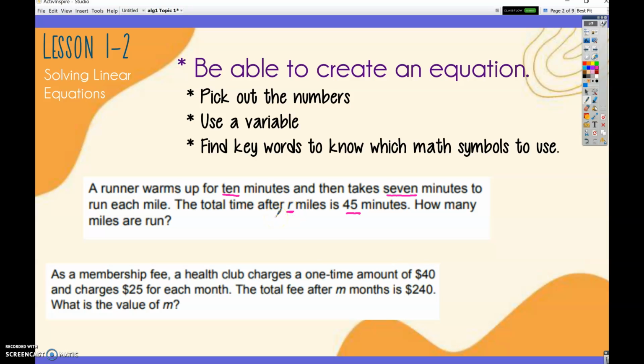Finally, look for keywords to know which math symbols you might use. Words like sum or difference or total. Whenever you have those words, they can help you know which to choose and create your equation. Go ahead and try creating equations for these two problems.